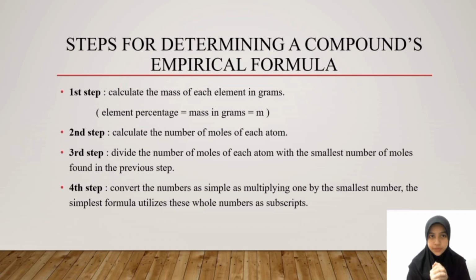Here I will explain the steps for determining a compound's empirical formula. First, we need to calculate the mass of each element in grams. Second, we calculate the number of moles of each atom. Third, divide the number of moles of each atom by the smallest number of moles found in the previous step. Fourth, convert the numbers to whole numbers by multiplying by the smallest possible number. The simplest formula uses these whole numbers as subscripts.